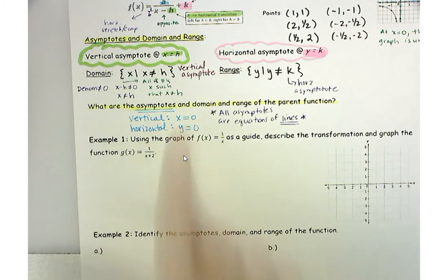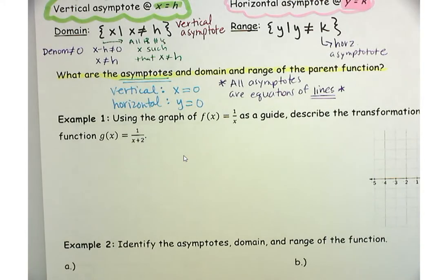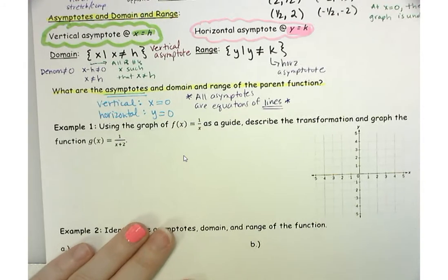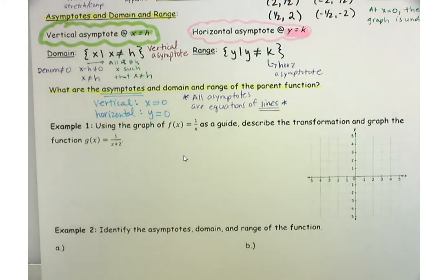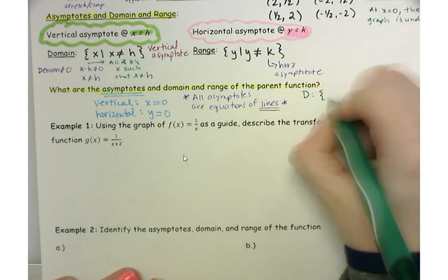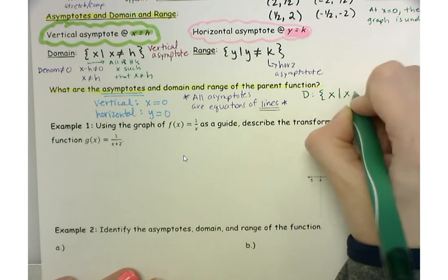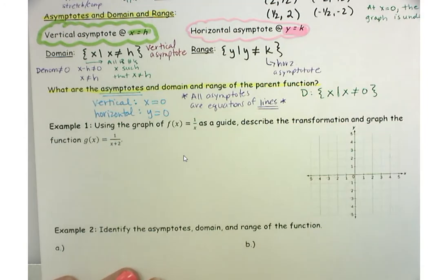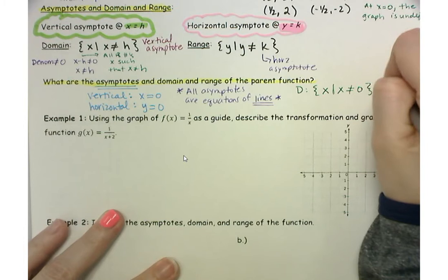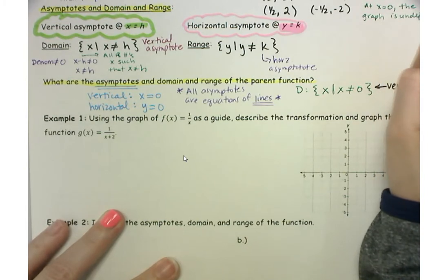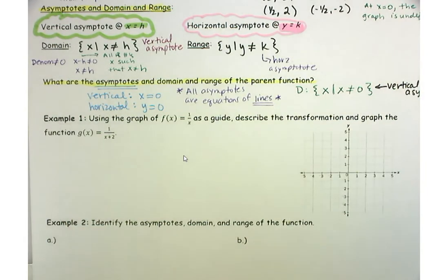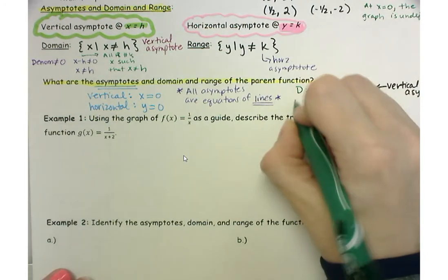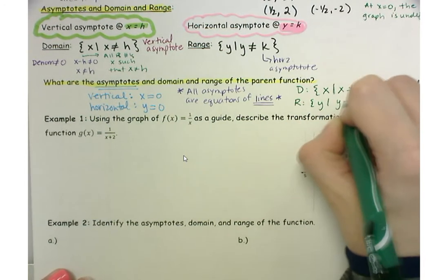All right, so then for our domain, it's going to be all the values of x such that x cannot equal the vertical asymptote. And the range is going to be related to the y, which is your horizontal asymptote. And the reason why I'm labeling these is because in this case they're both the same. So I want you to know which produces which here.